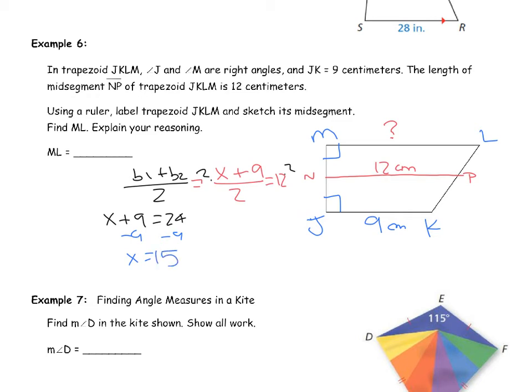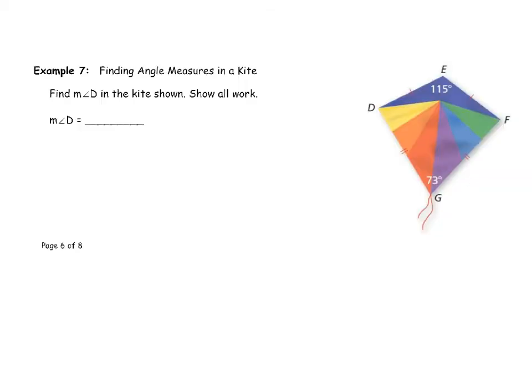So we just discovered that ML has to be 15 centimeters. Now there's another way to think of this. You can think of it as from 9 to get to 12 is 3. So from 12 to get to what ML is would have to also be the same distance in a sense, also 3. So there's another way to think about it as well.